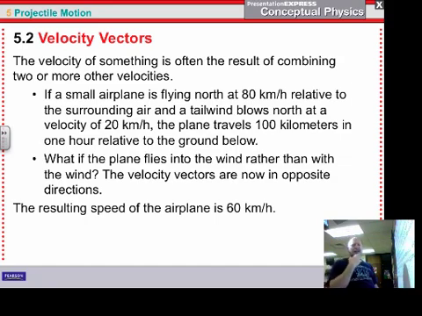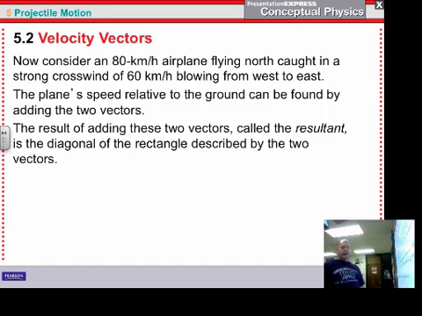All right, so the velocity of something is usually just combining two or more different ones together. So in this particular case, we combined those together to get either 100 or 60.